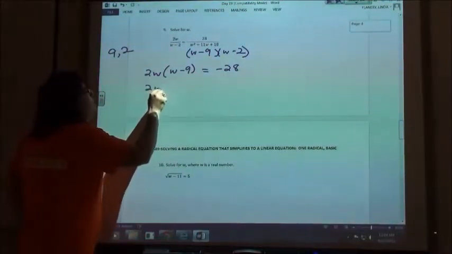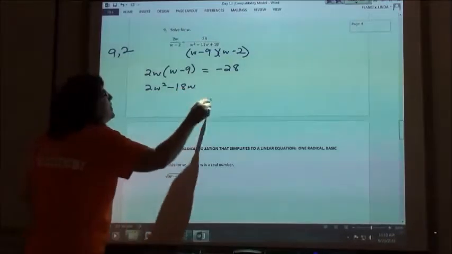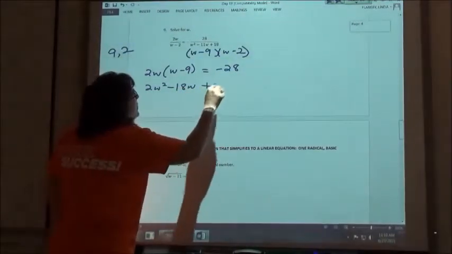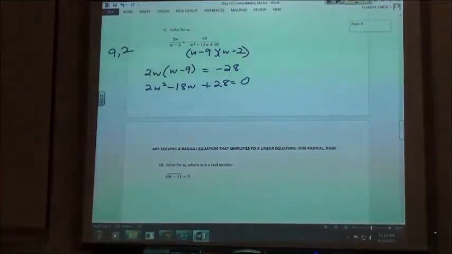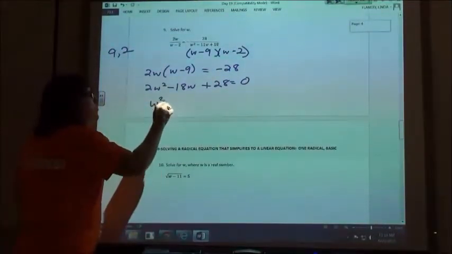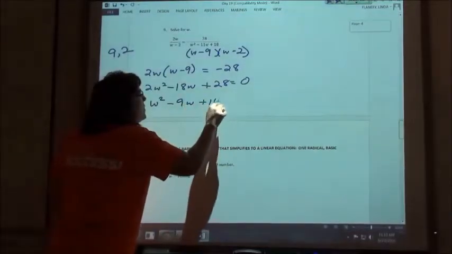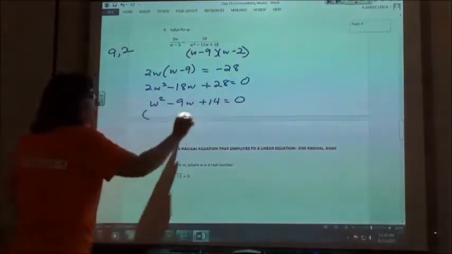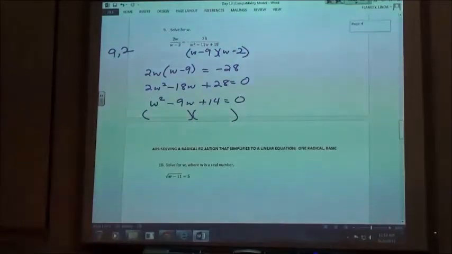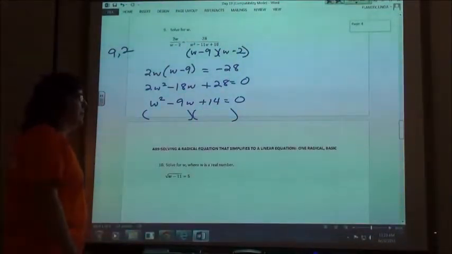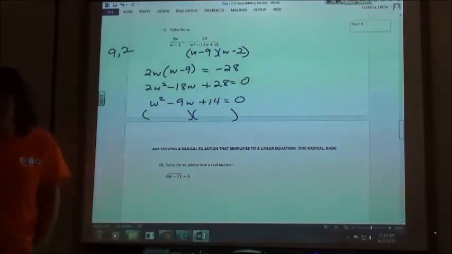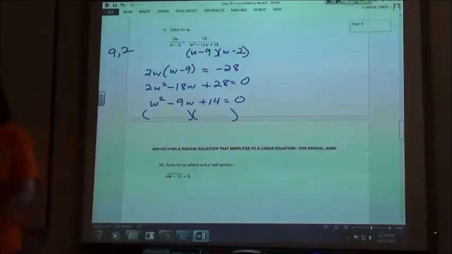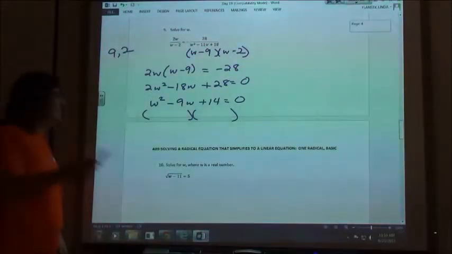So 2W squared minus 18W, and I'm going to go ahead and move that over, plus 28 equals 0 then, right? Dividing by 2, W squared minus 9W plus 14 equals 0. And so that would factor into W minus 7, W minus 2.